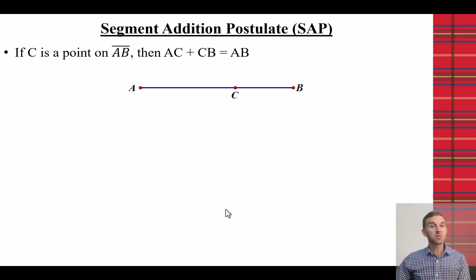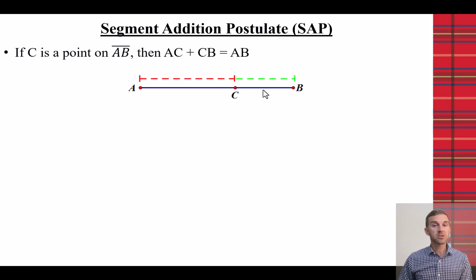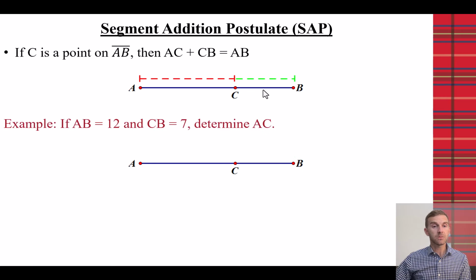Now from segments, we can talk about the segment addition postulate. This occurs when we have a point on our segment. And what we can say is that the two smaller segments, when their lengths are added together, should be the same length as the entire segment. So here AC plus CB equals the entire length AB. And you think about small segment measure plus small segment measure equals the total.